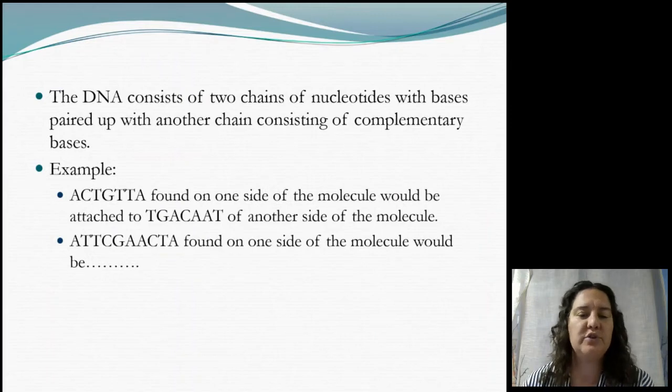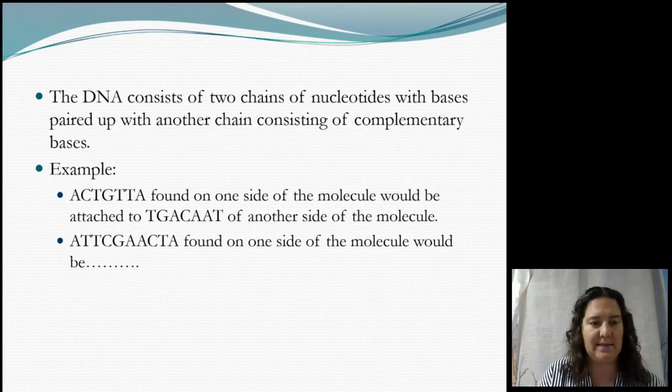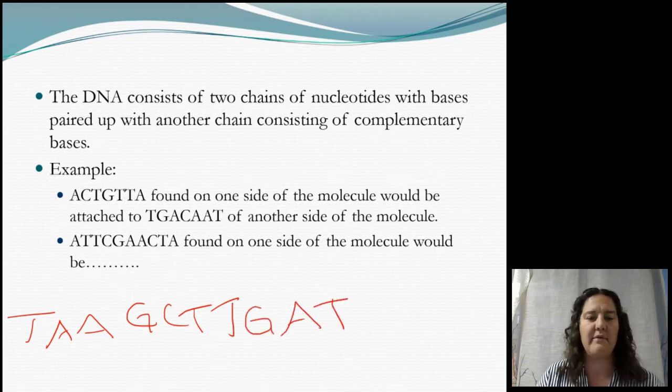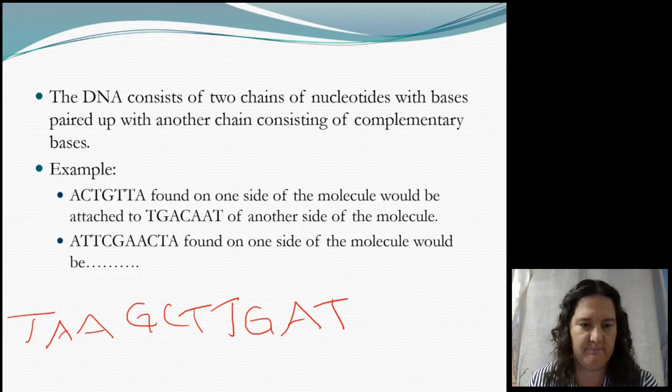So the DNA consists of two chains of nucleotides with bases paired up with another consisting of a complementary base. So we're able to solve if we were given a DNA strand that said ACT on one side of the molecule, we would be able to assume that the other side is TGA. So if we were given a molecule ATT, we would go TAA, CGA would go GCT, ACT would go TGA, and then A would have a T complementarily bonded onto it. And this is uniform no matter where in the body the DNA is found.